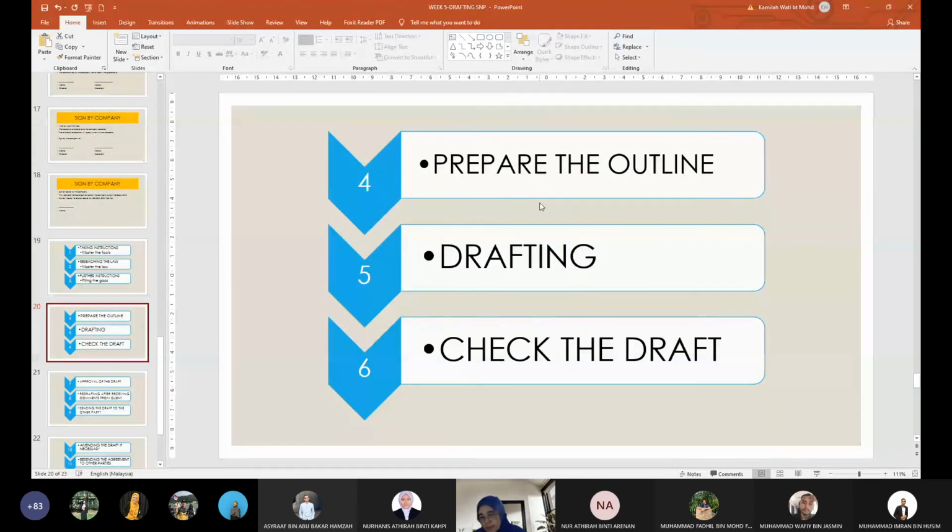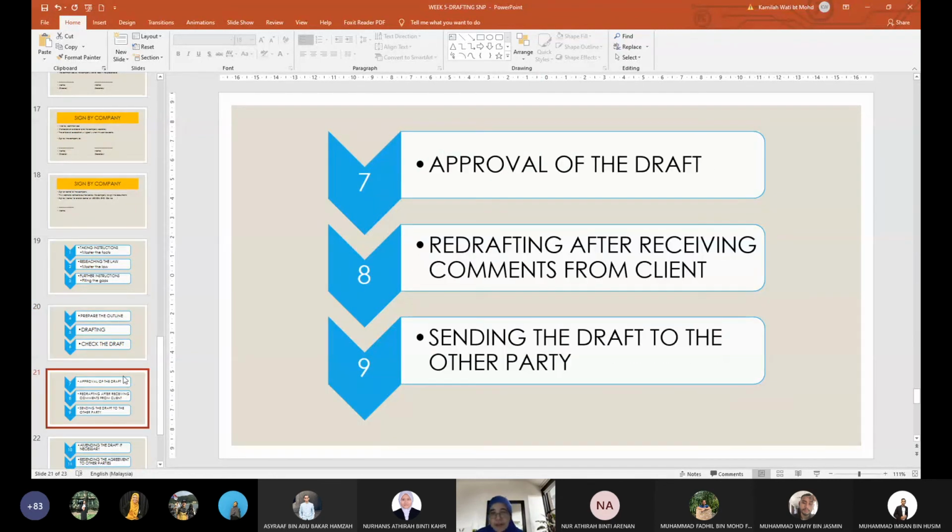So you have gathered the information, you do the drafting, then you check the draft. Then approval of the draft. So redrafting after receiving from client. So you hantar satu salinan pada klien you untuk ni, kadang-kadang klien ni dia tak tengok pun, dia minta kita brief. Then after the client kata okay dengan drafting tu, then kita hantar the draft to the other party.